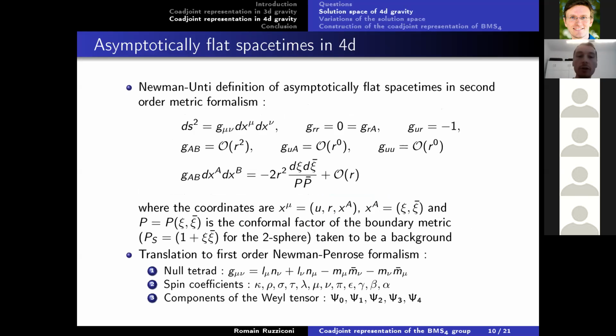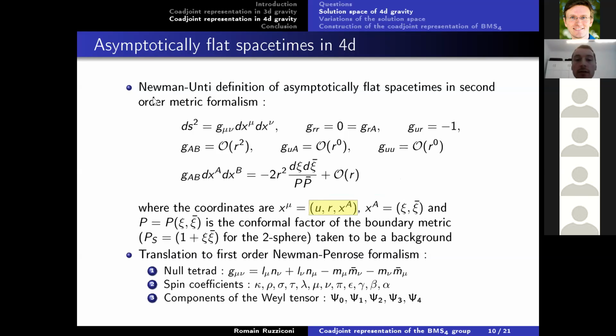So here is the definition of asymptotically flat spacetime given by Newman and Penrose. Here I will work in these coordinates. U is a kind of retarded time coordinate that labels null hypersurfaces in your spacetime. R is a radial coordinate, which is an affine parameter along the null geodesics generating these null hypersurfaces in the spacetime. And psi, psi bar correspond to the stereographic coordinates on the celestial sphere.